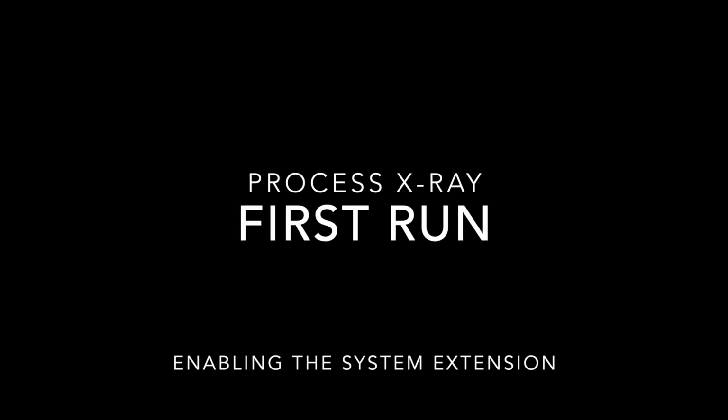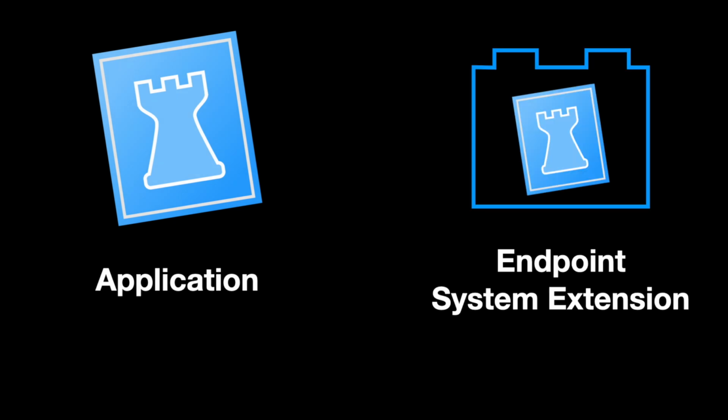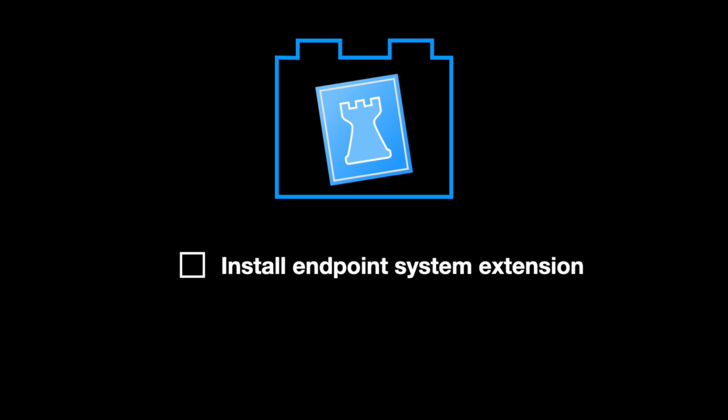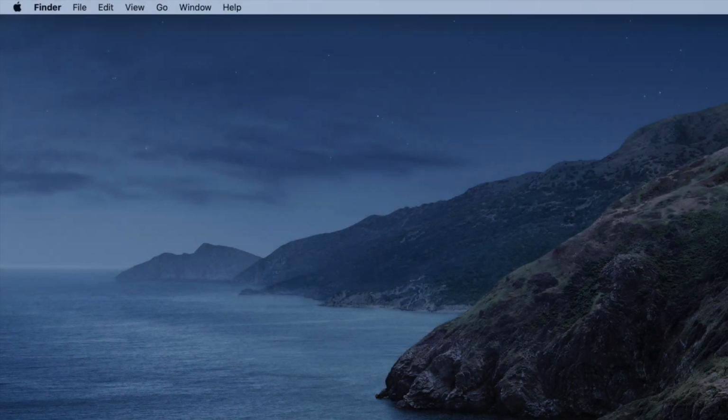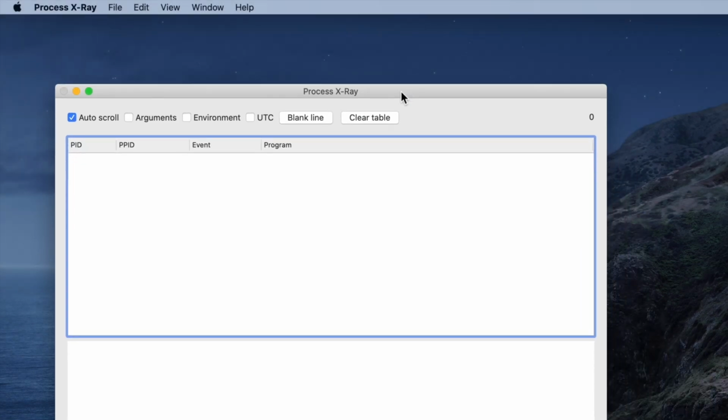Process X-Ray actually consists of two programs: the app that you interact with and a system extension that runs behind the scenes. For all endpoint system extensions, not just Process X-Ray's, Apple requires that the user bless the extension twice. First, to actually install the system extension, and second, to give the extension full disk access. You only have to do this once, and after that, Process X-Ray will be good to go for all future runs. This video walks you through the steps you need to take the first time you run Process X-Ray.